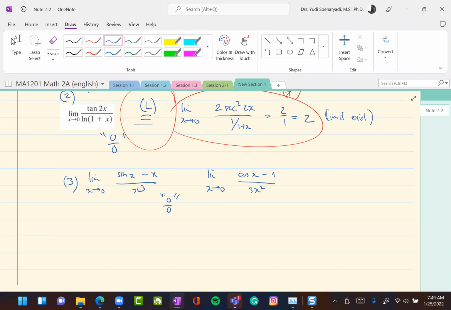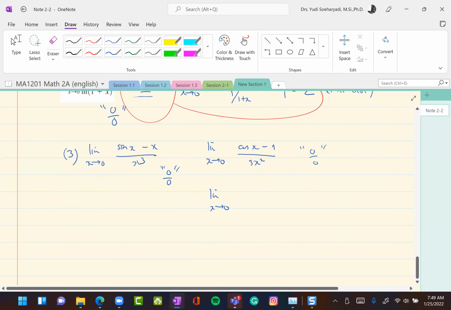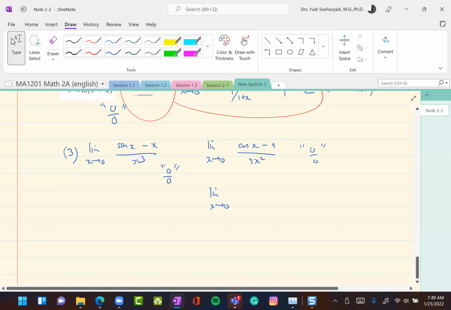And let's see. This one is still of the form, if you plug in 0, then this is still 0 over 0 form. Okay. Again, using L'Hopital, because 0 over 0. And it's all differentiable because it's polynomial and trig. Cosine becomes negative sine x, and here we get 6x.